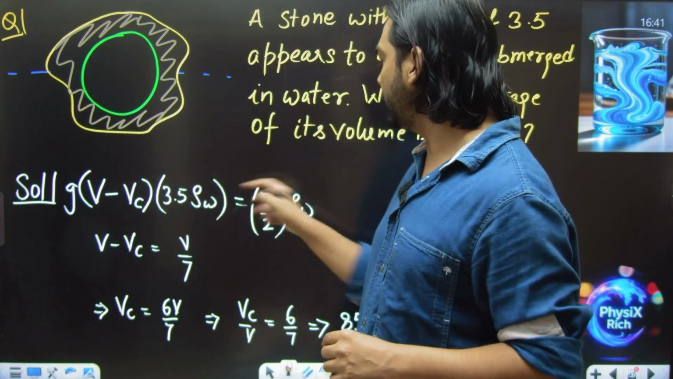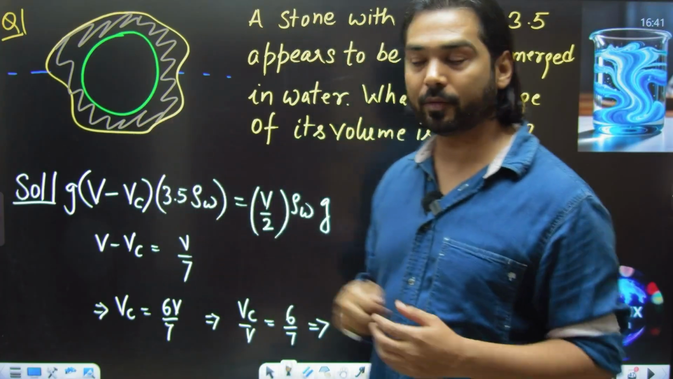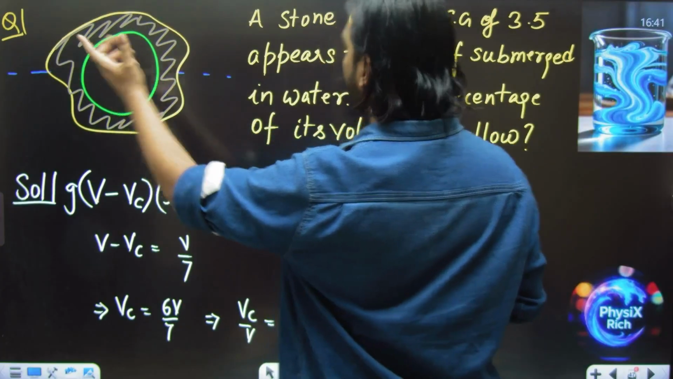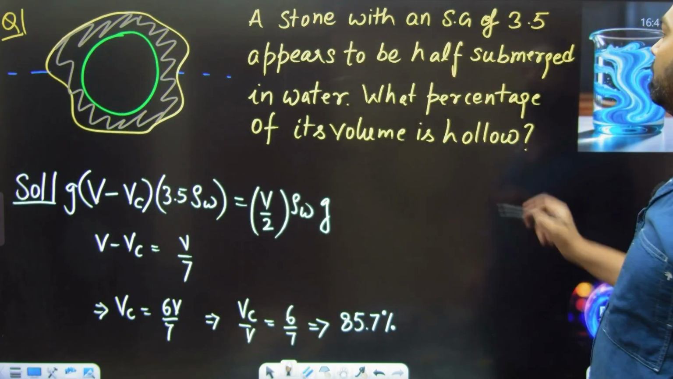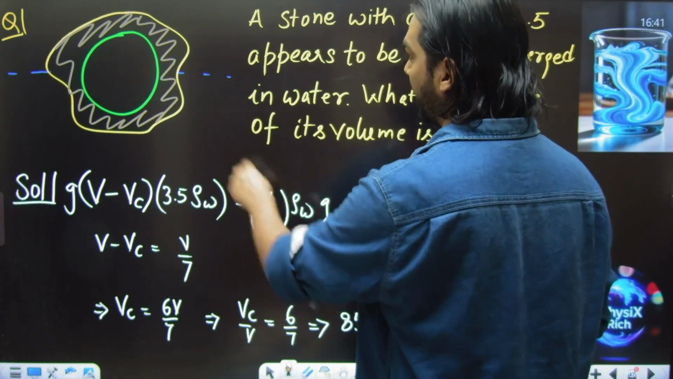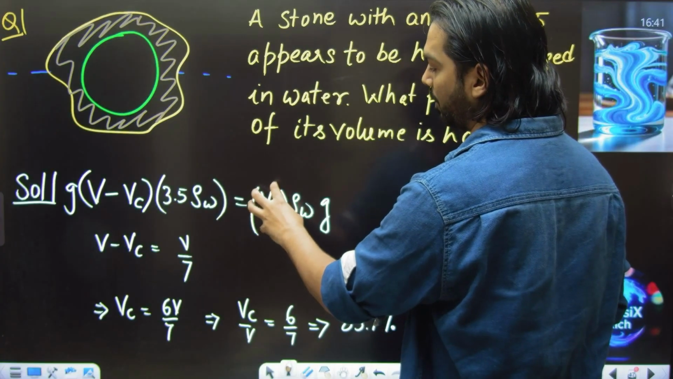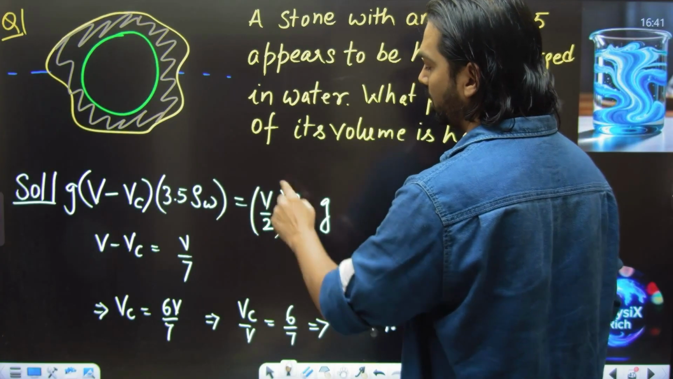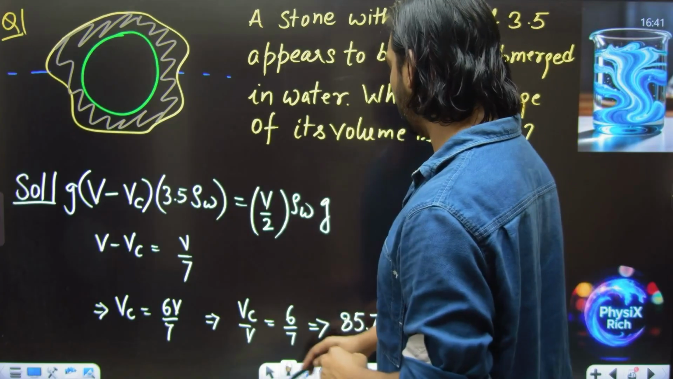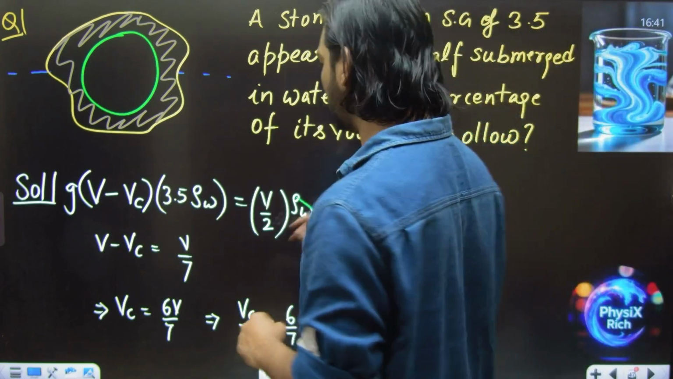Now this should be equal to the buoyant force which is acting on it. And now how much buoyant force is acting on it? Whatever the total volume is, it appears to be half submerged. Half submerged means whatever volume it has, the total volume divided by 2, that is the amount of water that it has displaced. Multiply that with rho w, multiply that with g, and you get the buoyant force. Rho w g cancel.